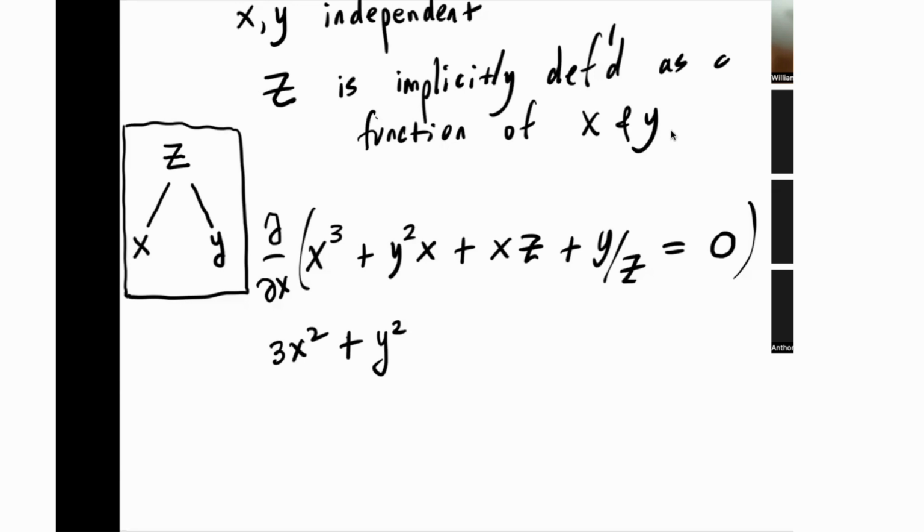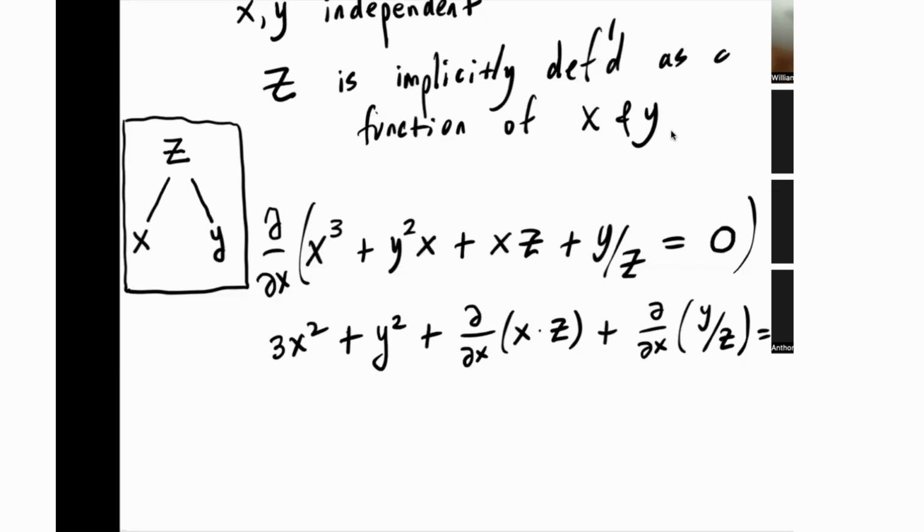For the next term, let me actually just write this out a little bit. I'm going to do this in an extra step. I'll write it as d by dx of x times z. And then here we'll have, let's do this also separately. And then on the right side, the derivative of 0 is 0. Okay, so copying the first few terms.